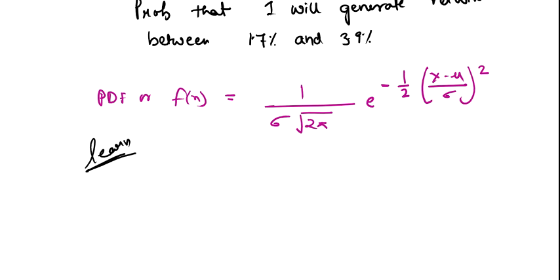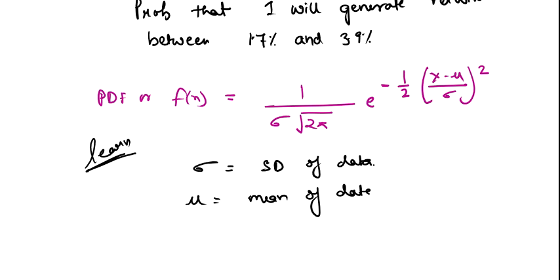Clear? So what is sigma? This is the standard deviation of the data. What is mu? This is the mean of the data. Clear? So from that data we are using the sigma and mu. And here we are incorporating the term x, means we are trying to find out the density at that particular point. Don't confuse yourself that density is the probability.